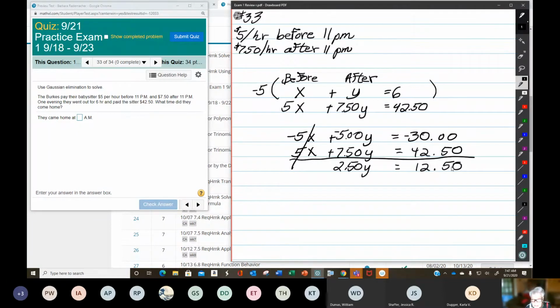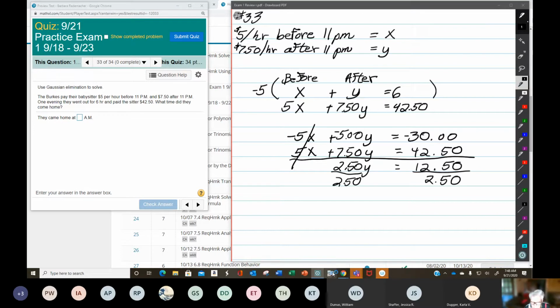Is that correct? Yes, it is. Okay. So then I'll divide both sides by 250. And I'm finding out the hours after 11 p.m. See, before 11 are X and after 11 are Y, and that's the way I wrote it here.